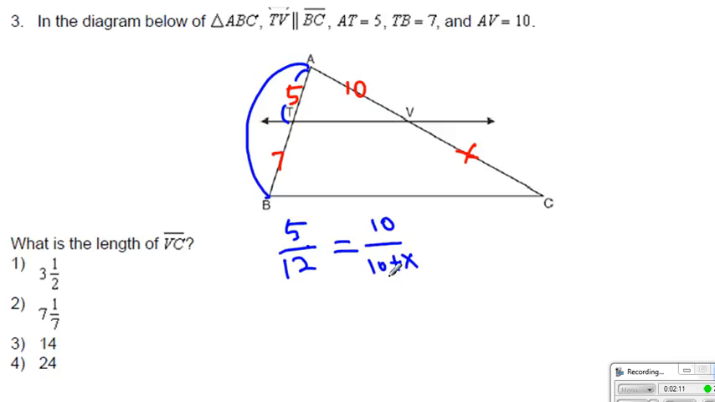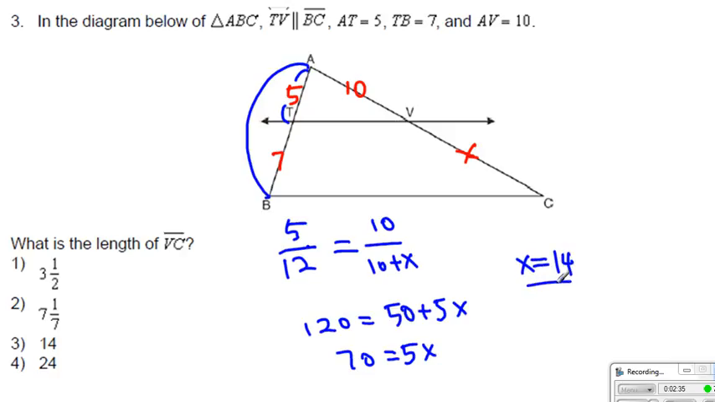You see? Now, when we cross multiply, we get 120 must be equal to 50 plus 5x. And here we get to realize 70 must be equal to 5x. And the value of x becomes 14. So therefore, 14 becomes our answer.